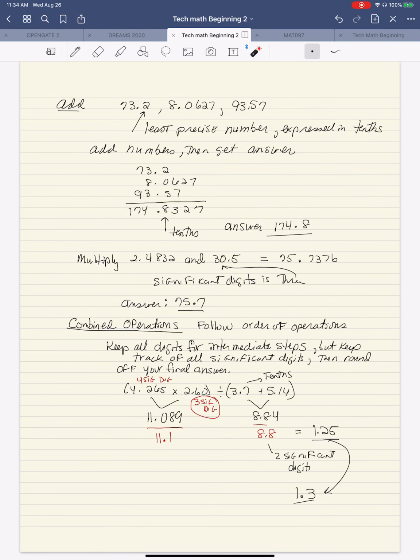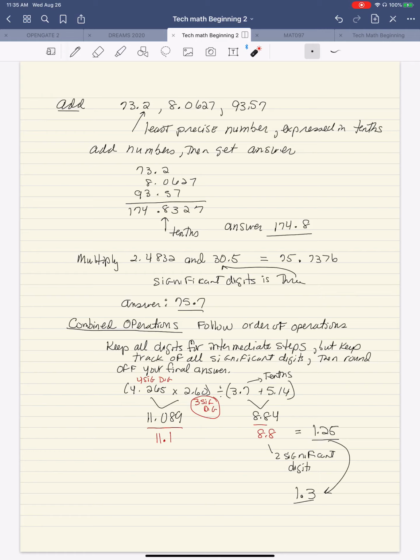For instance, if I want to add 73.2, 8.0627, 93.57, I'm adding, so I'm looking at precision. This is one place after the decimal. 1, 2, 3. These are 4. This is 2. So this is the least precise. So I'm going to add up all my numbers, and then I'm going to get it to the precision. So 174, one place. This is a 3, so that stays at 8. So 174.8.